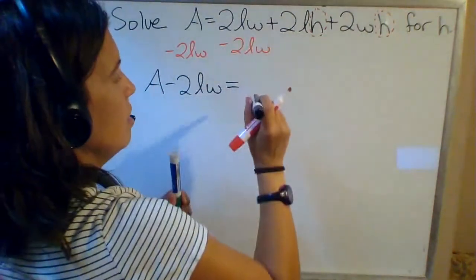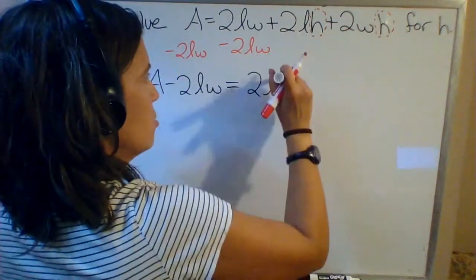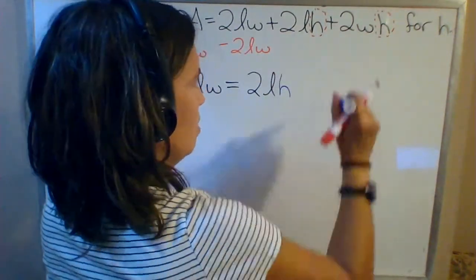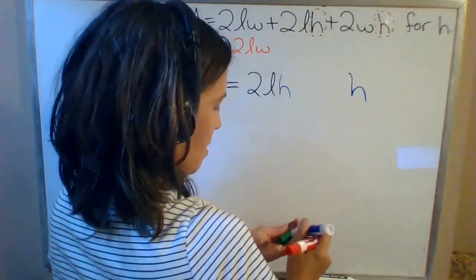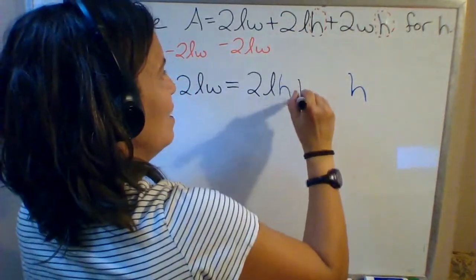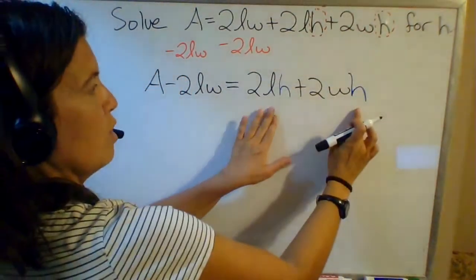Let's see, so that's gone. So we have 2L, and then here comes the H, plus 2, I'm going to go ahead and put an H over here. Okay. Oh, wrong color. Okay, here we go. Plus 2WH. There we go. The 2 H terms over here.